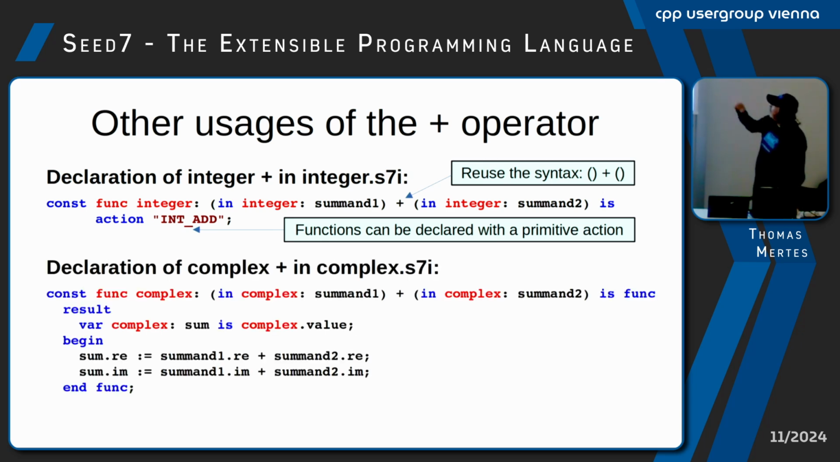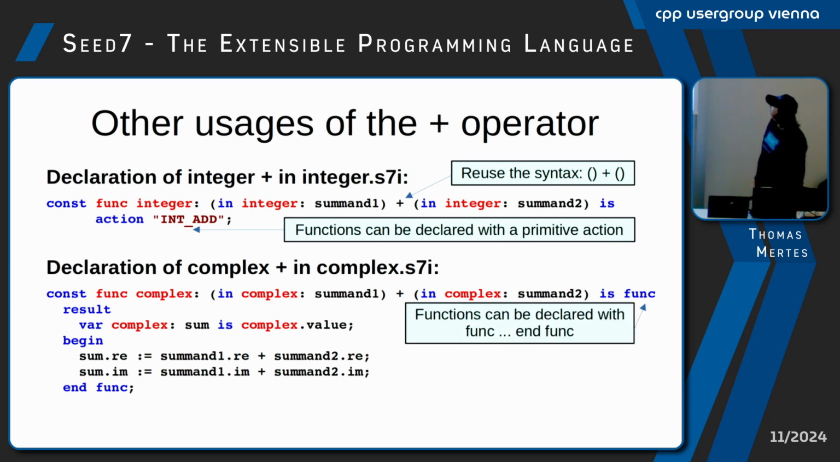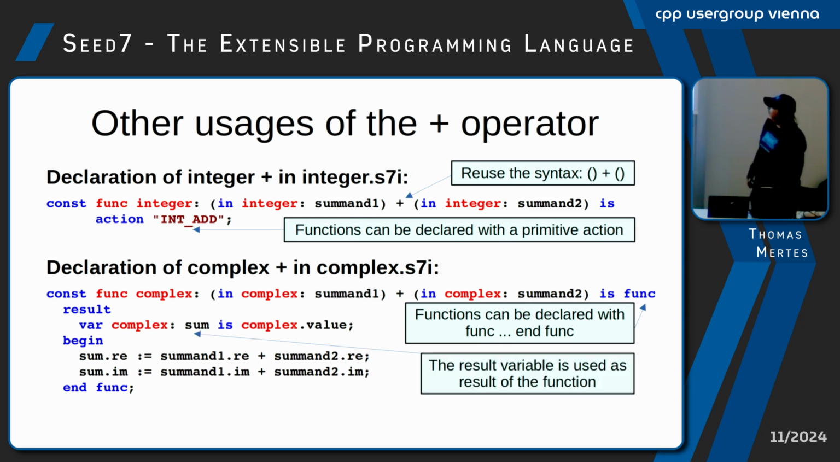And having defined the plus for integers, we can define it also for complex numbers. And you see, functions can also be declared with an end func construct. Here we have a result variable again. This would be the result of the function, and these lines below are how a complex addition is done with real and imaginary parts.